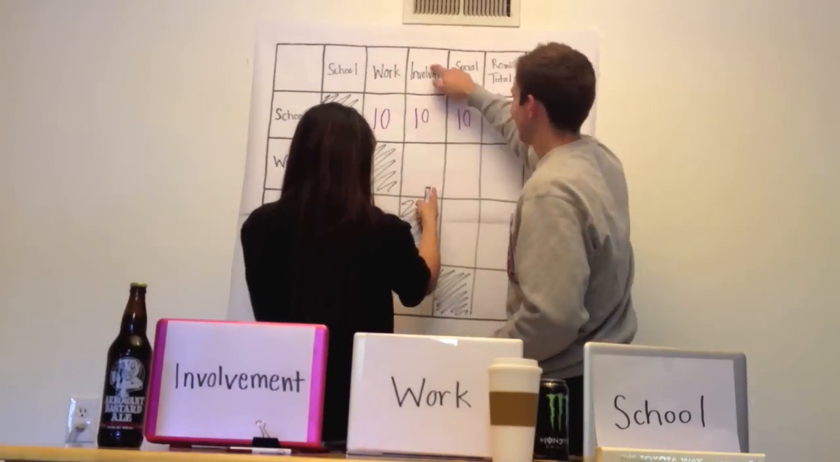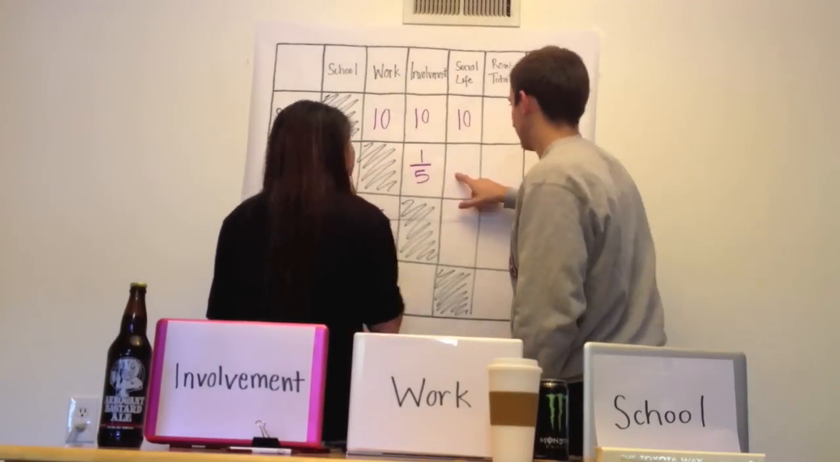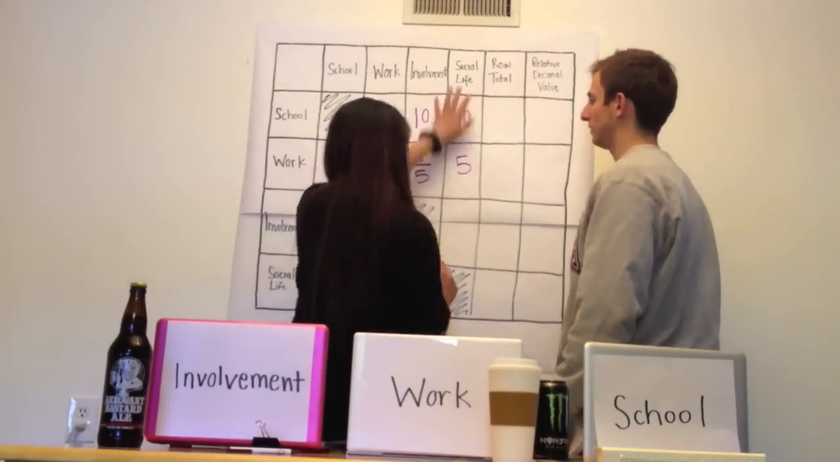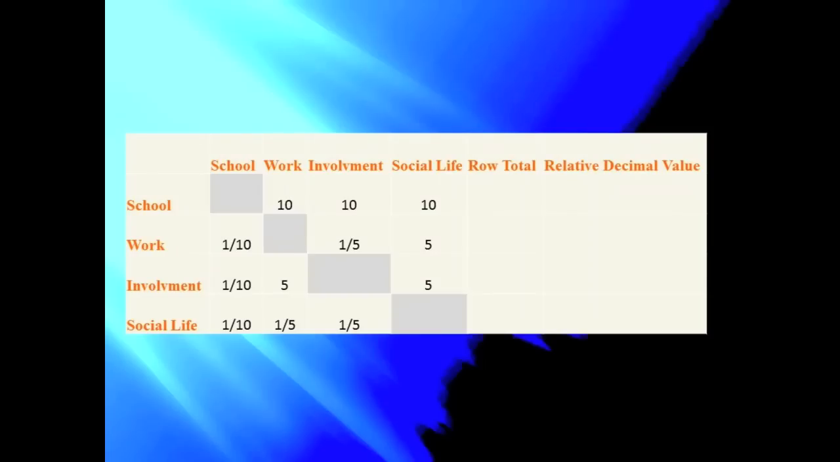Here, Lorraine's involvement is slightly more important to her than it is her work, so it receives a score of 5, and work receives a score of 1/5. The same is also true with social life and work. Work is slightly more important to her than social life, so it gets the 5, and social life gets the 1/5.